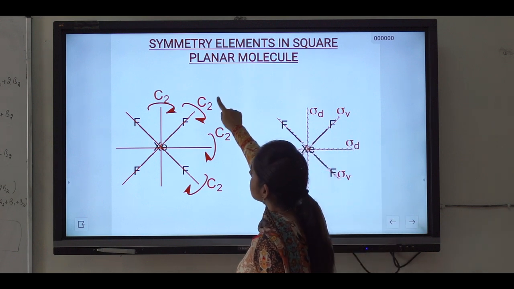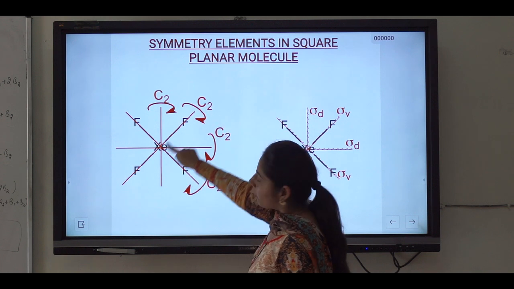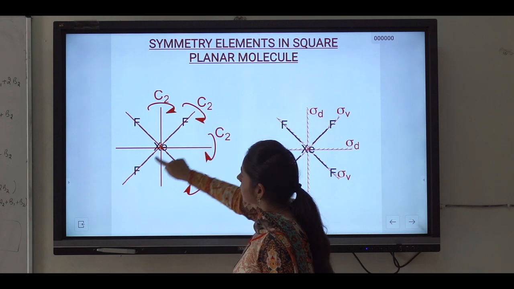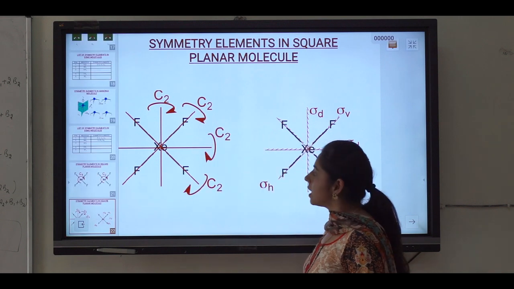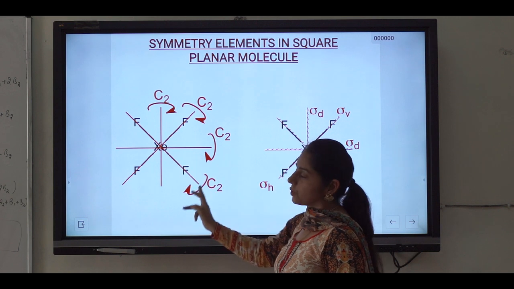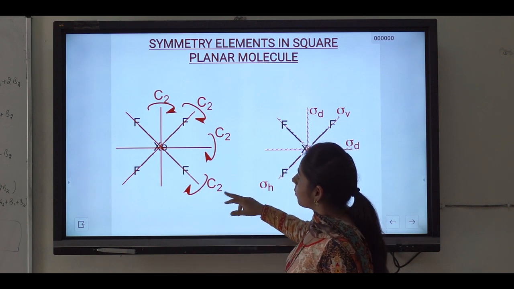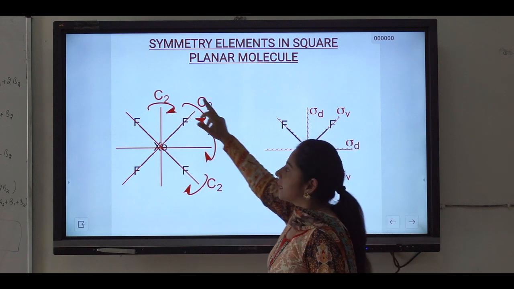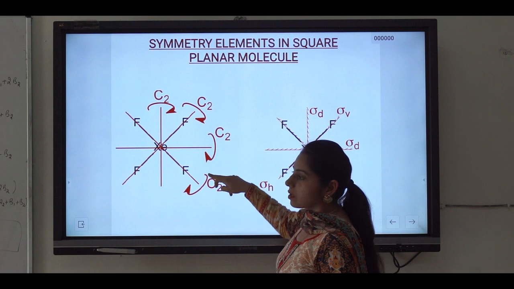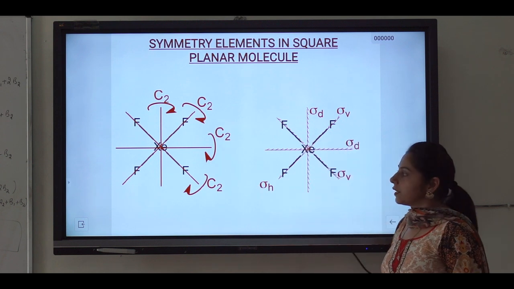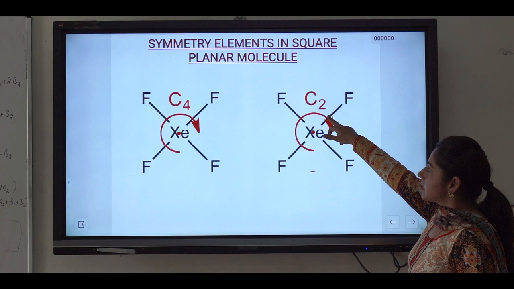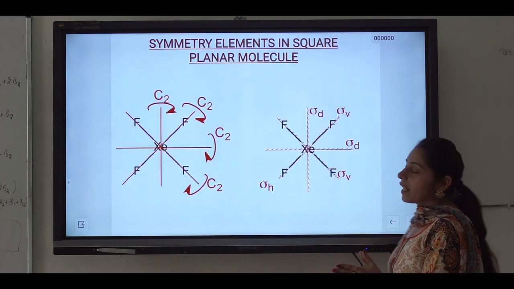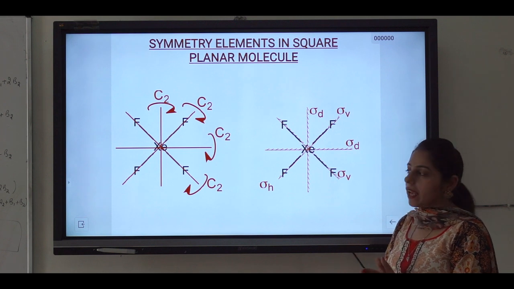This C2 passes through xenon and 2 fluorine atoms. Again, it is a rotation by an angle of 180 degrees. As a result, these 2 fluorine atoms will not change their positions, whereas the other 2 fluorine atoms will exchange. Similarly, the next C2 passes through xenon and the other 2 fluorine atoms, and there are another 2 C2 axes that bisect these initial C2 axes. So hence there are 4 C2 and this one other C2. These are all the rotation axes present in the xenon F4 molecule.